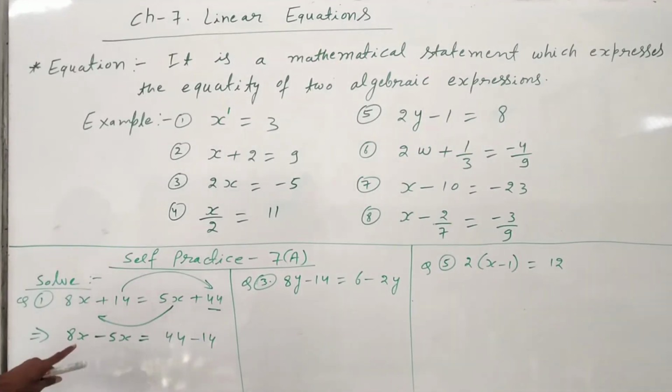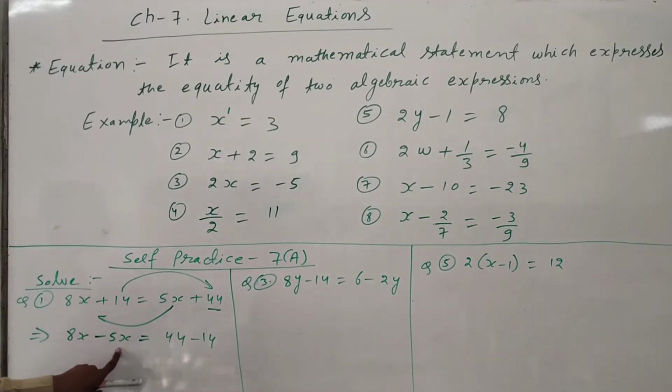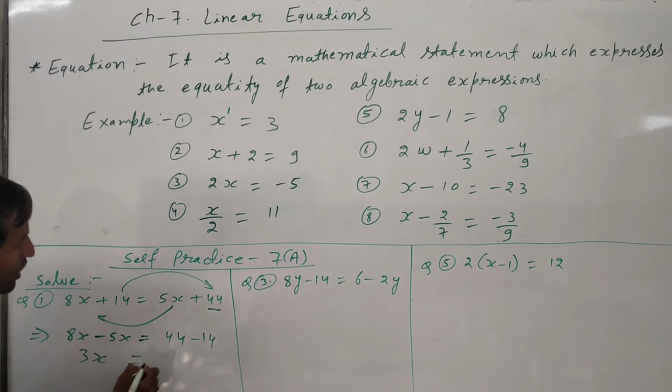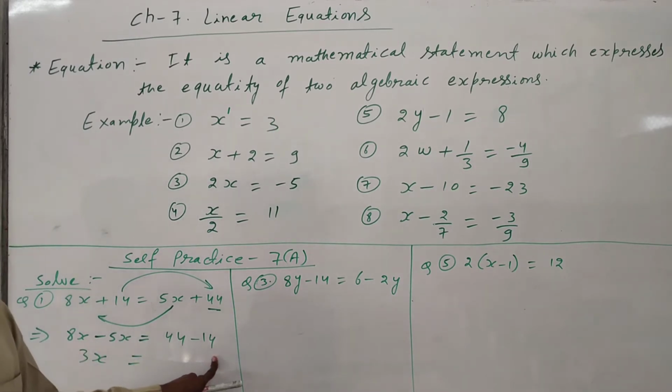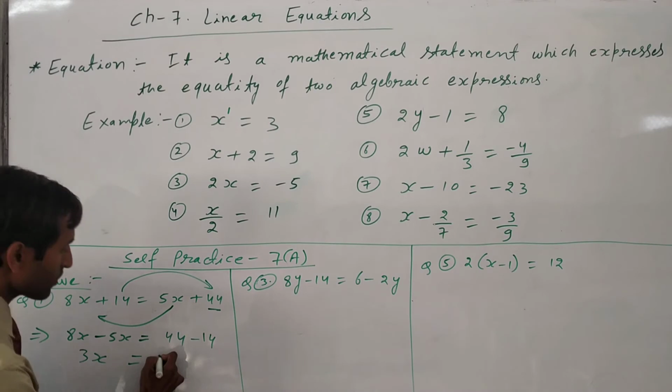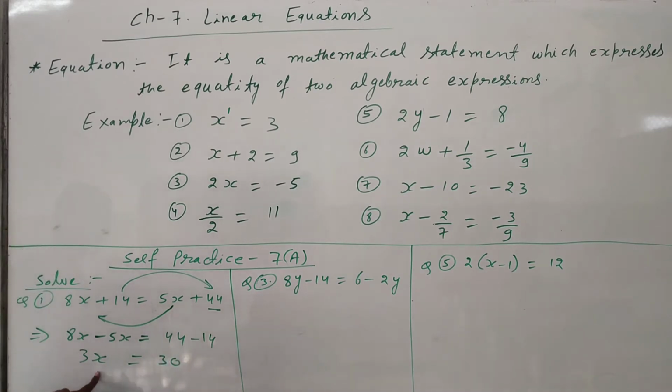Okay, now we will separate, because both are like terms. Here x and here also x, both are like terms, and here also like terms. So we will simplify 8x minus 5x. It will come 3x, equal to 44 minus 14. You will subtract, and it will get 30. So 3x is equal to 30.